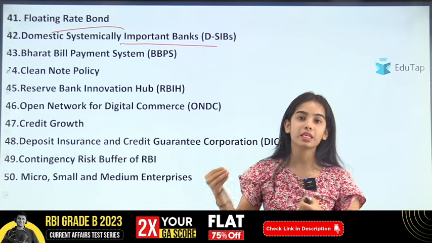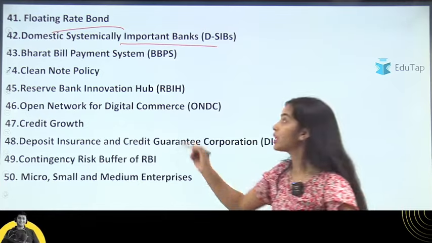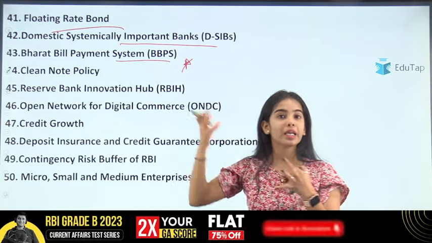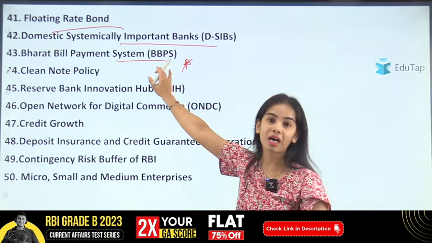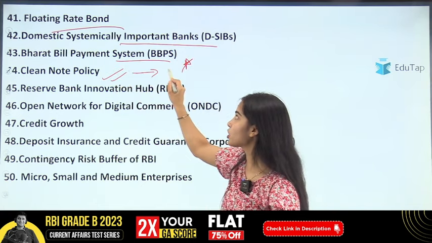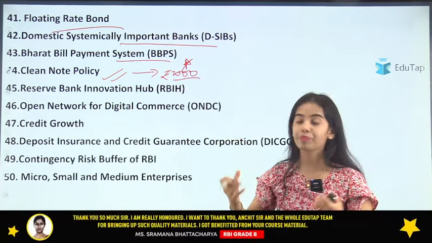The additional CET, that is the common equity tier 1. What is the additional CET they have to maintain? The Bharat Bill Payment System has been in the news because of the cross-border inbound payments that will be allowed through the Bharat Bill Payment System. Clean note policy. Under this policy, the 2000 rupee notes are being withdrawn from the economy.